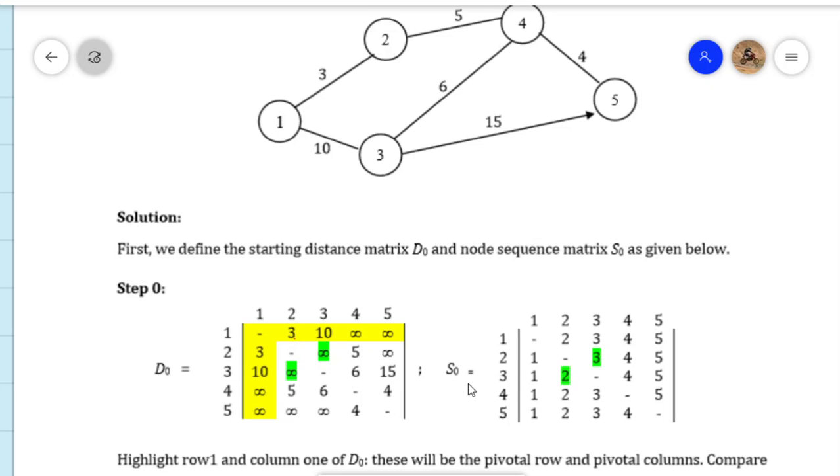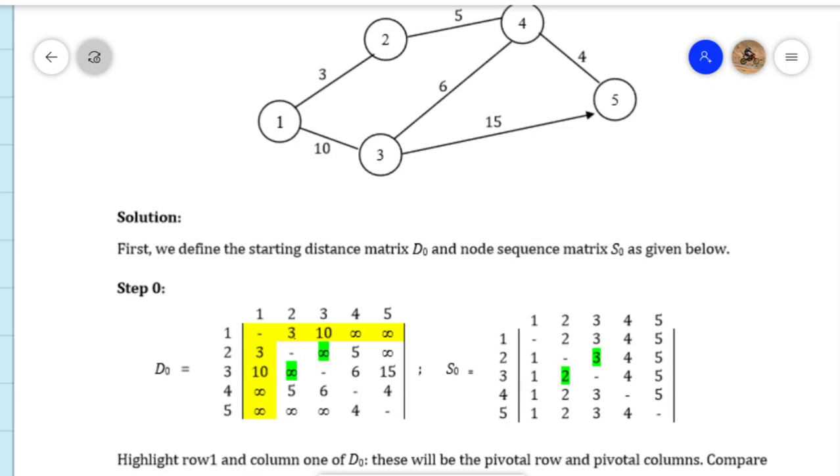Again, the sequence matrix S sub 0 will just be the numbers from 1 to 5, or however many nodes are given. The number of rows and columns depends on how many nodes there are in the network. Since there are 5, we name the rows 1 to 5 and the columns 1 to 5. Then the entries in the sequence matrix will just have the same arrangement as the column labels, so in this case 1, 2, 3, 4, 5, again except for the diagonal of the matrix.